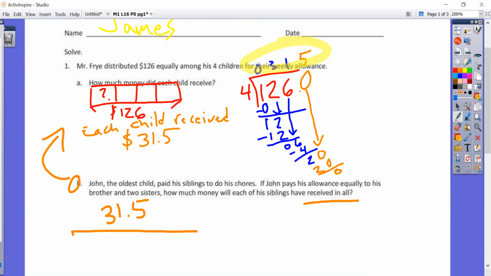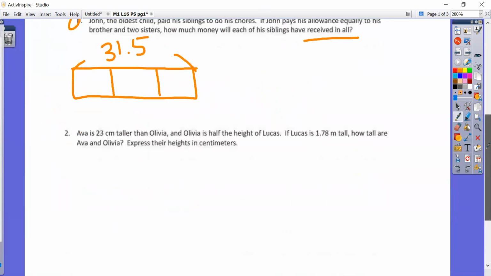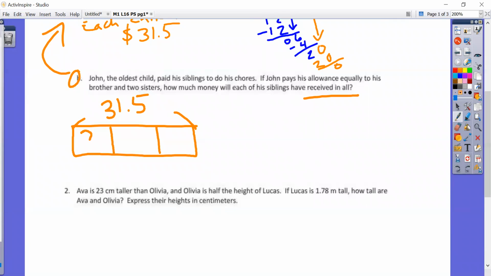But the oldest brother is like, I don't really feel like doing that work. I'm going to split that between my 3 siblings, 1 brother, 2 sisters, right? But we really don't know how much that's going to be.